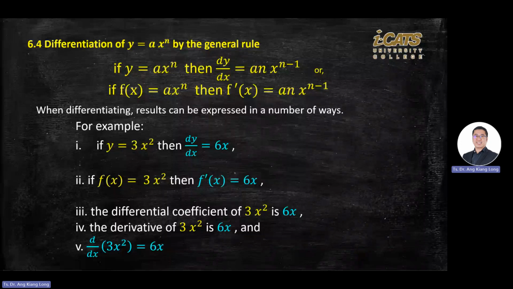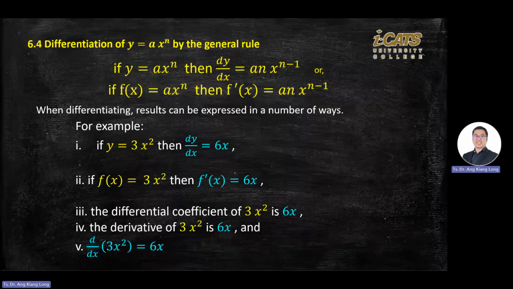As long as you understand what formula you are using, you can write: if y equals a x^n, then dy/dx equals a n x^(n minus 1). This is important. It's got one mark. This one, the general equation, if you write it, you get the mark. Don't write, don't have marks.